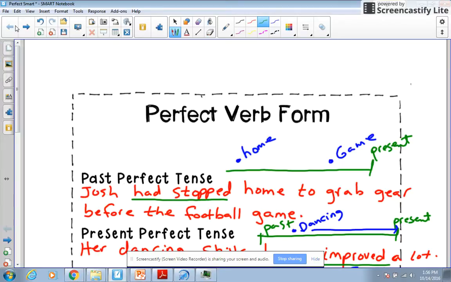So if we take a look at an example sentence of a past perfect verb, notice how we have Josh had stopped home to grab gear before the football game. So what's happening here is we're focusing on this had stopped. Notice how it has our keyword have, or had, in there. And what this tells us, if we look at this timeline right here, is that the game happened in the past. But first, before that even happened, Josh stopped home to get his gear. So this just gives us more of a description of when things are happening.